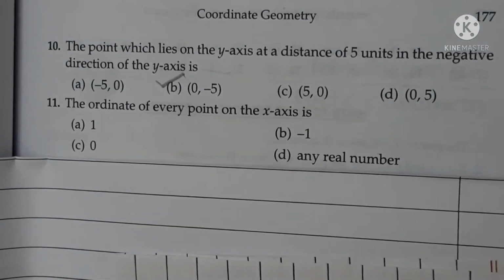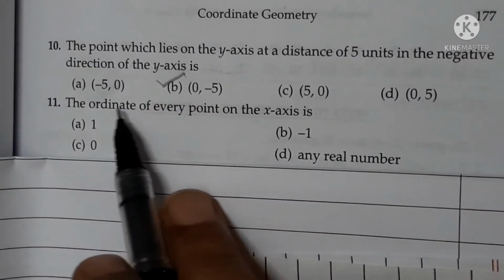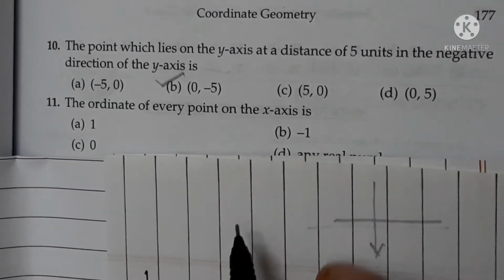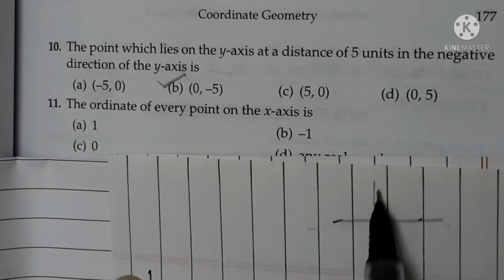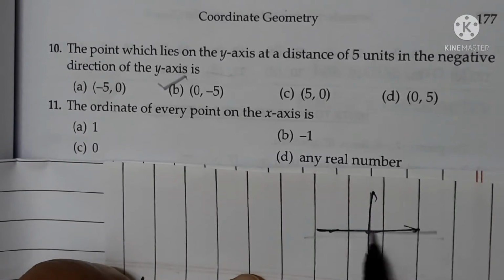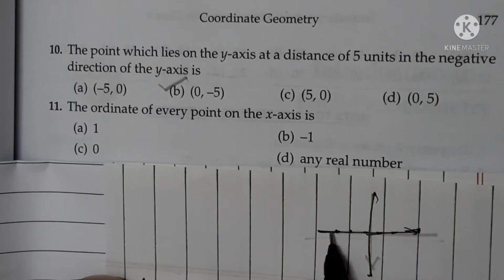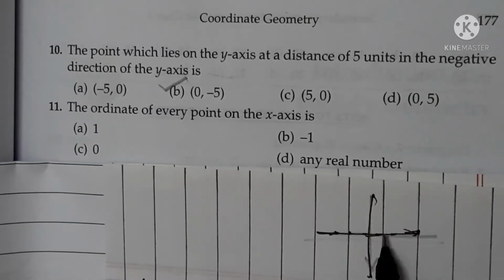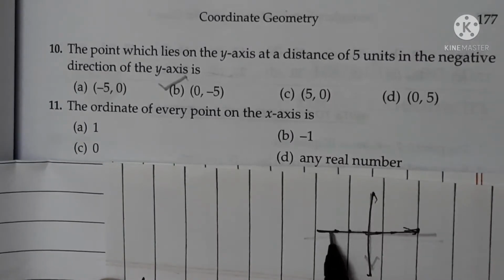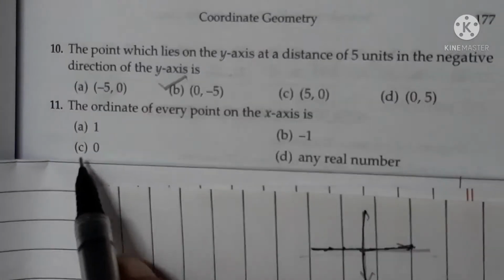Next question. The ordinate of every point on the x-axis is. Ordinate means y coordinate. So on the x-axis, this is the axis, and the ordinate is 0, no distance from the x-axis. So the ordinate of every point lying on the x-axis is 0. Mark option C.